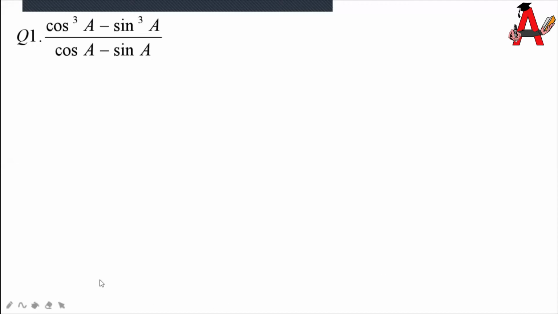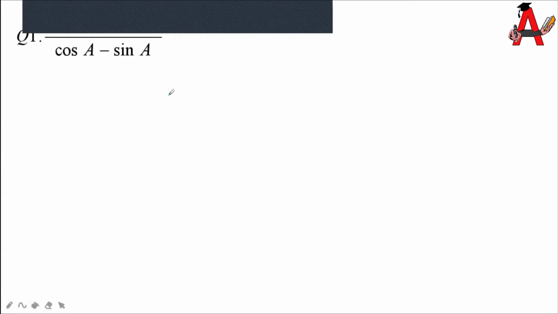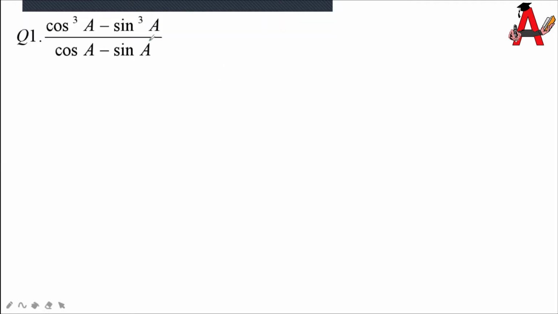Now this particular question says (cos cube A minus sine cube A) upon (cos A minus sine A). Now, what we need to understand is this question. You will have to first see how we solve this. We can solve this by ensuring that cos cube minus sine cube is of the form of a cube minus b cube.